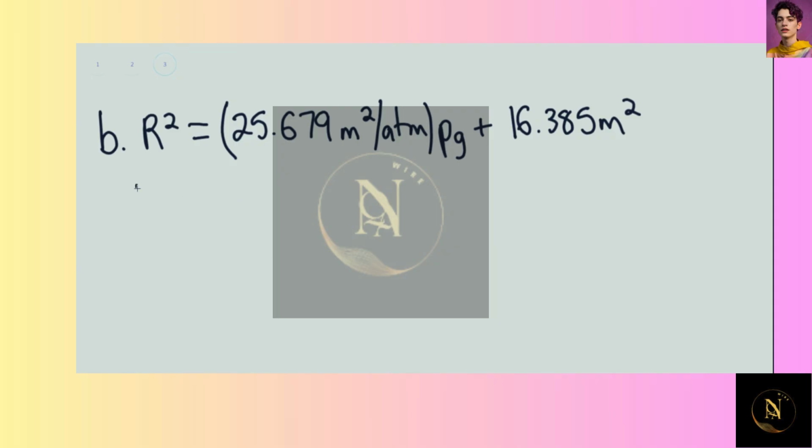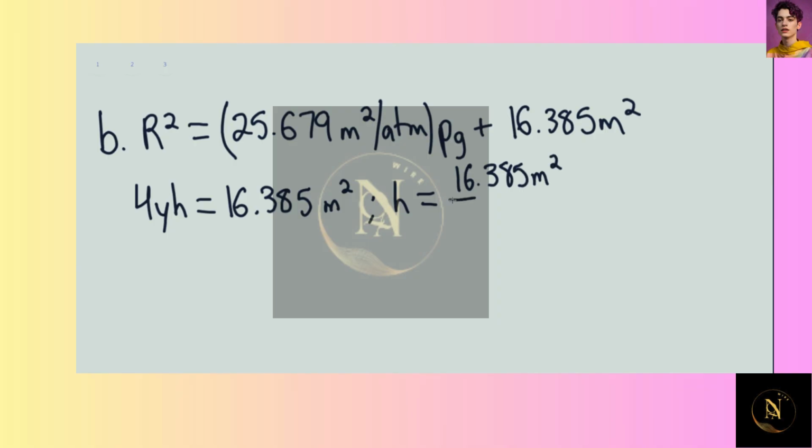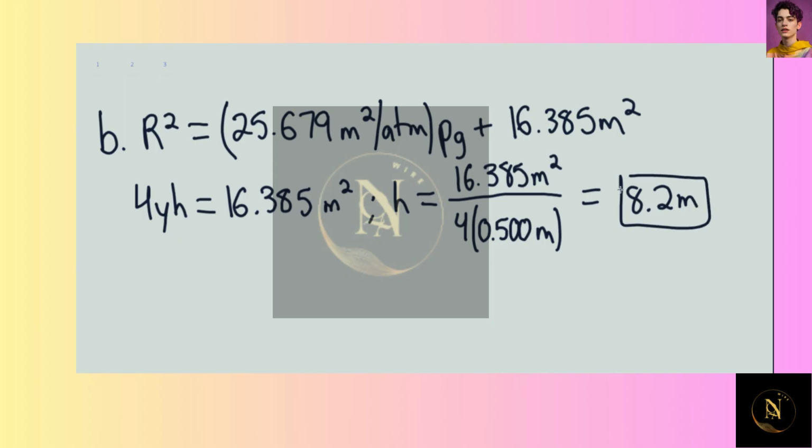And so we can then say that 4yh is giving us 16.385 meters squared. And we can then say that h would simply be equaling 16.385 meters squared divided by 4 times y. Y is, again, 50 centimeters, so we can say 4 times 0.500 meters. And we find that h would be equaling approximately 8.2 meters. This would be our answer for part B.